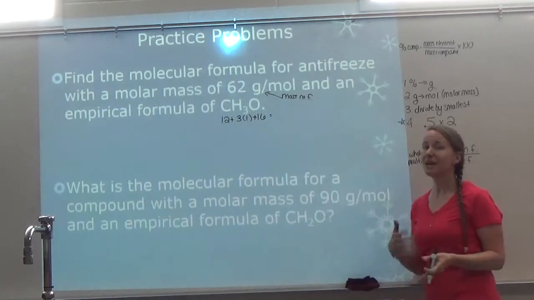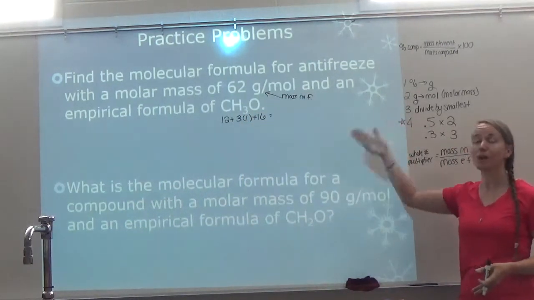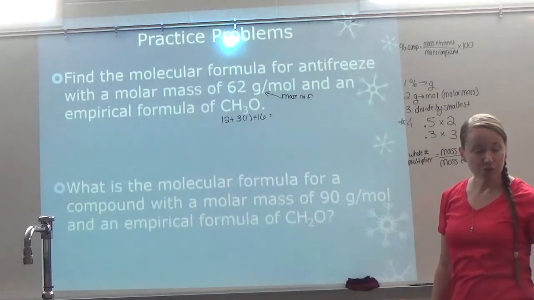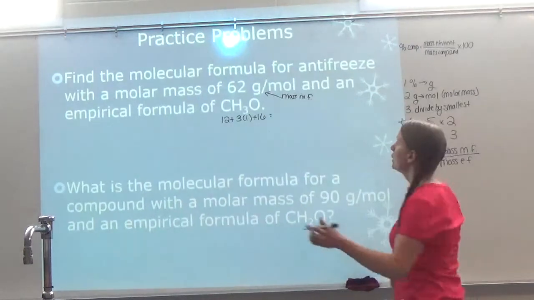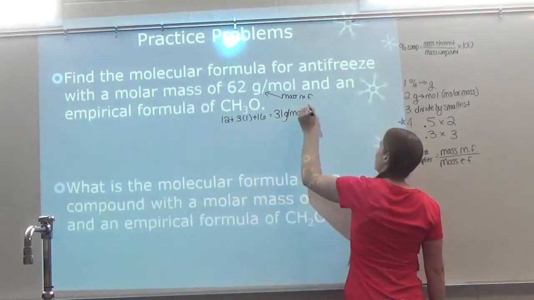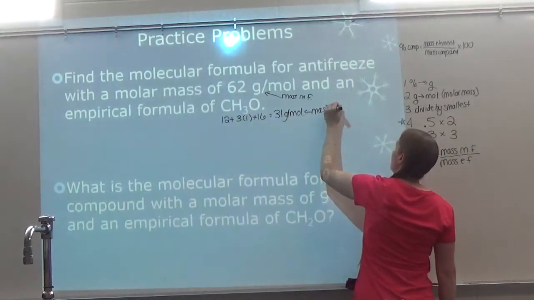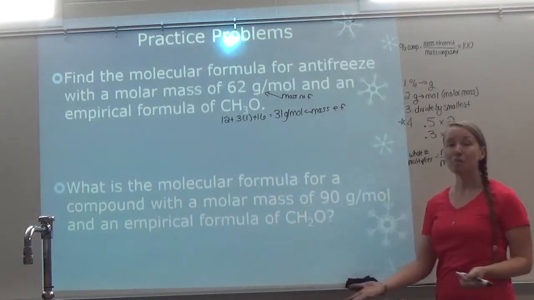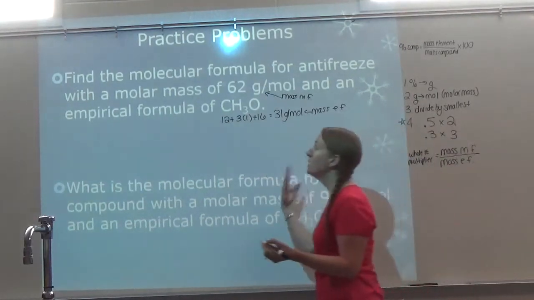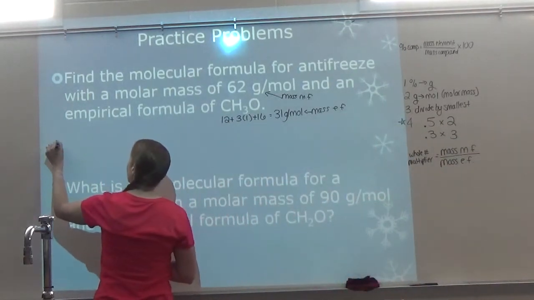At this point, I'm going to assume that you have gotten used to where I'm pulling those numbers from off the periodic table. All right, so CH3O, when I add that up, I get 31 grams per mole. So this is the mass of my empirical formula. So see, now I have both masses. Now a lot of you are going to notice that the math is pretty easy to do in your head. So you probably won't write the math down each time.